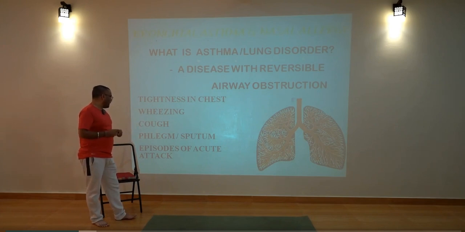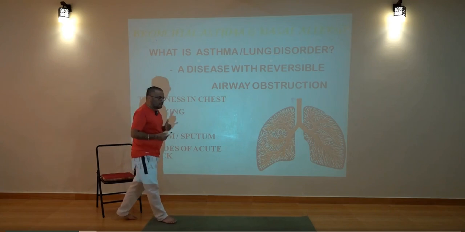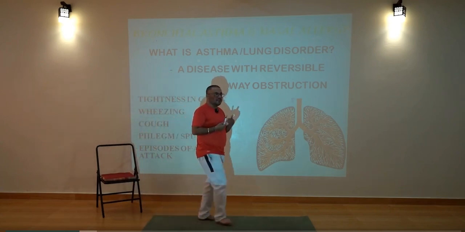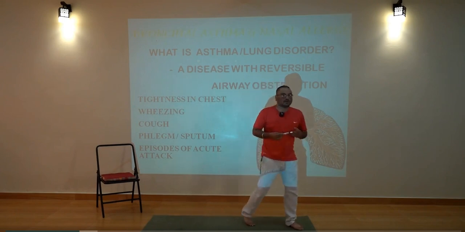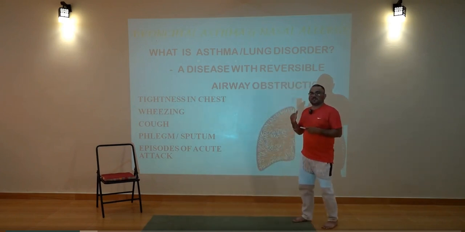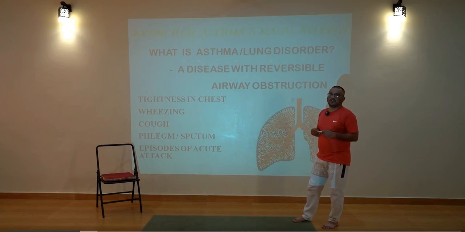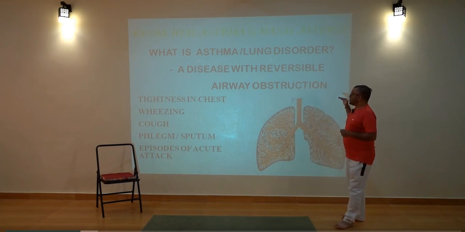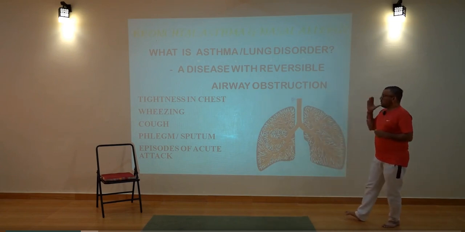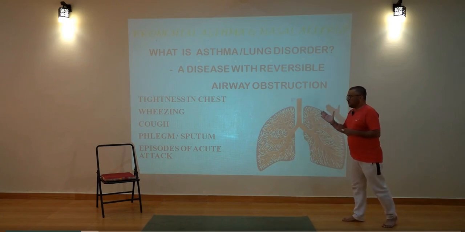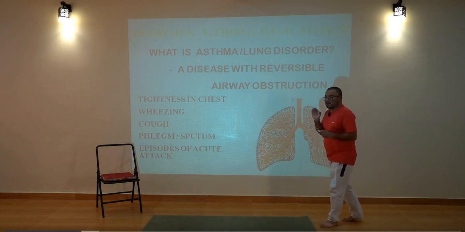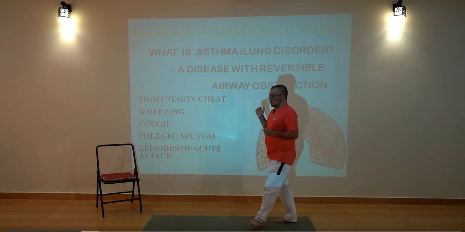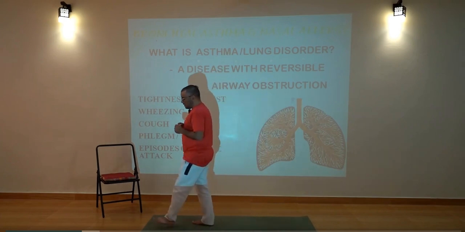Episodes of acute attack: there are various episodic attacks that happen after short durations of time in a day. So these are the features: a disease with reversible airway obstruction, tightness in chest, wheezing, cough, phlegm, sputum, and episodes of acute attack in a day. So if we come to the next slide now after this.